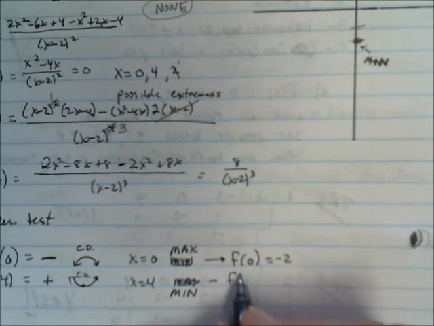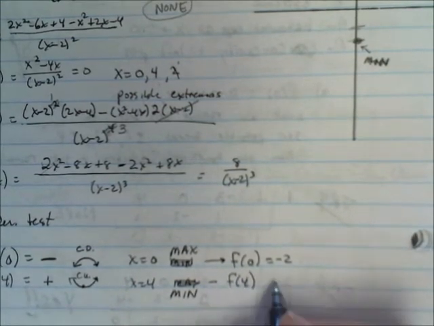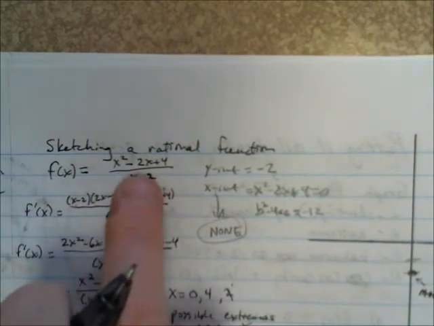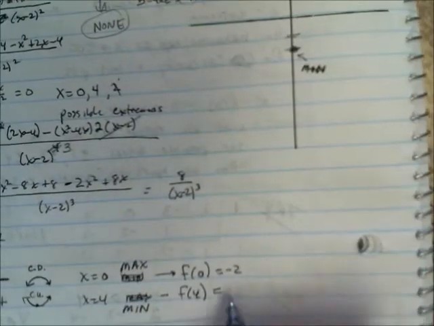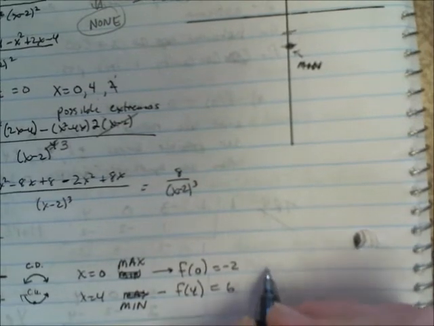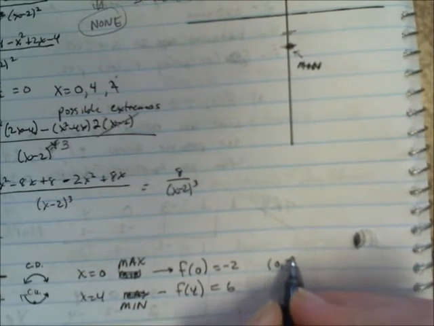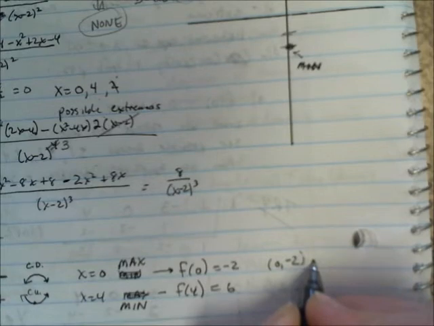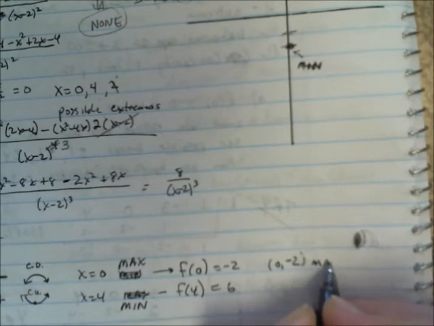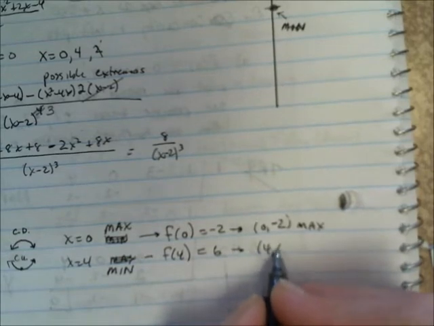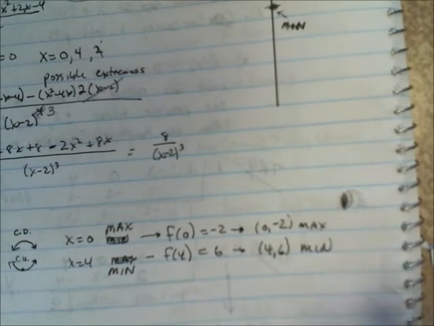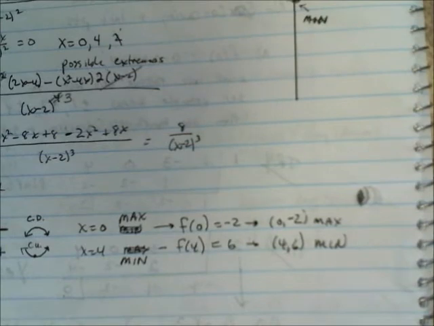So f of 4, when you plug 4 into the original function, 4 squared minus 2 times 4 plus 4 all over 4 minus 2, I think you're going to get 6. So (0, negative 2) is our max. I keep saying this wrong. And (4, 6) is our min. Hopefully I'm on there. Yep. So those are some important things that we're going to be graphing.